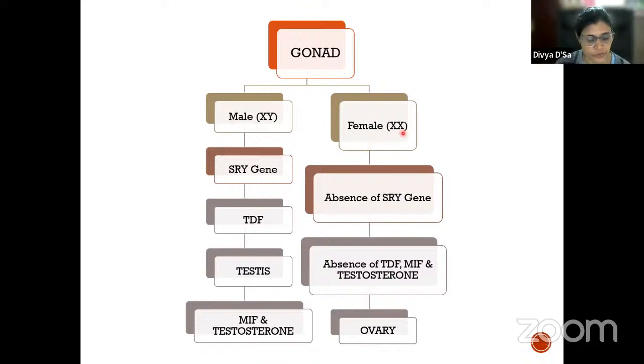Now, in the case of a female, what happens? There is absence of the SRY gene. Because of that, there is absence of the TDF factor, the Mullerian inhibiting factor, and testosterone. So that leads to the development of the ovary, the female. So this is what you need to know.